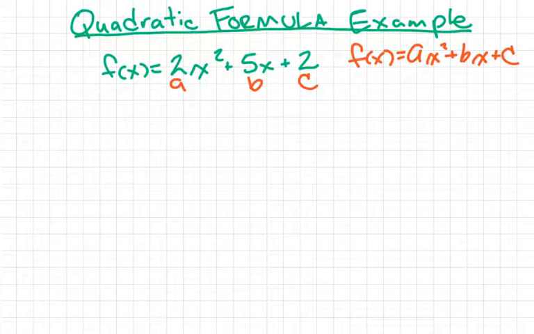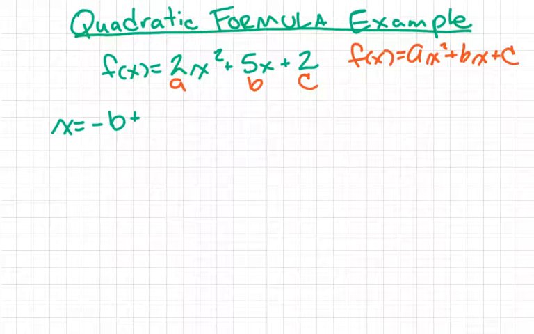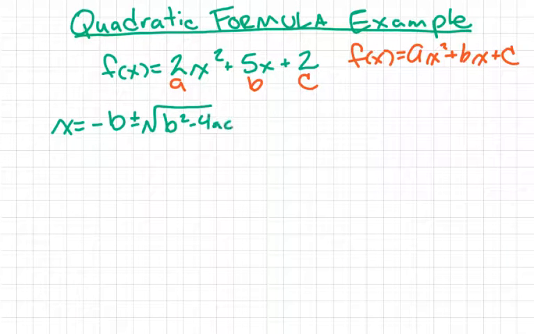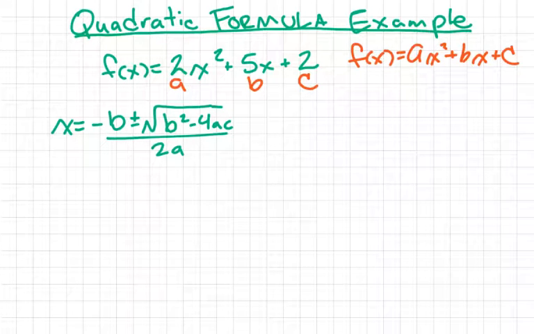Now the quadratic equation is x is equal to negative b plus or minus the square root of b squared minus 4ac all over 2a. And if you remember from previous videos, it's just a generalized completing the square. Okay, let's fill in our numbers.